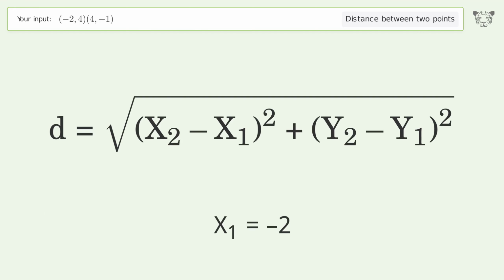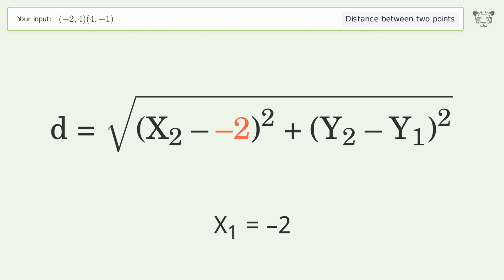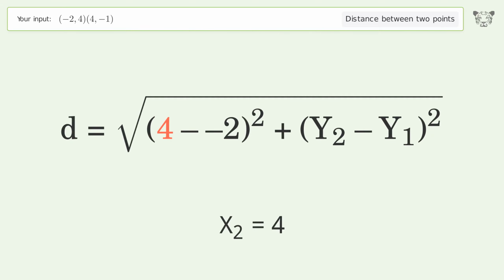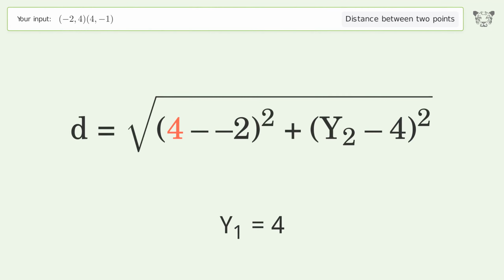x1 equals -2. x2 equals 4. y1 equals 4. y2 equals -1.